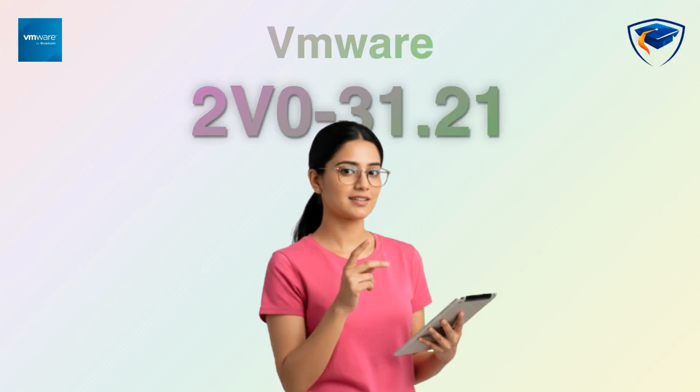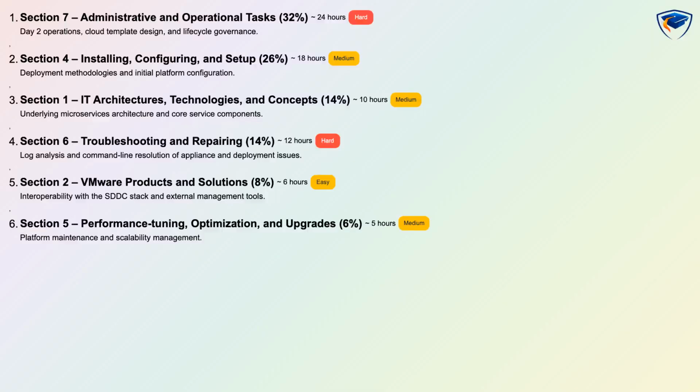Welcome to Exam Sale. In this script we will walk through the official syllabus for the professional VMware vRealize Automation 8.3 exam and explain what you need to learn to succeed. This exam is divided into 7 sections with weighted domains.